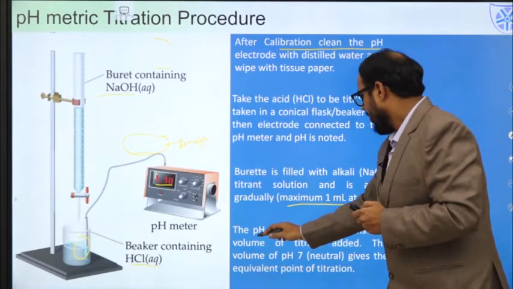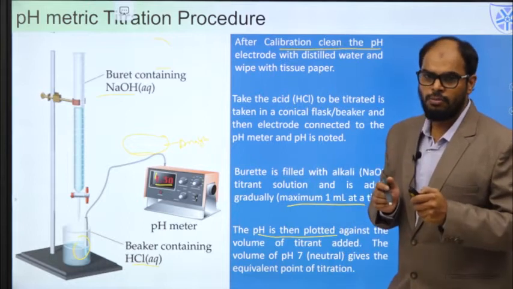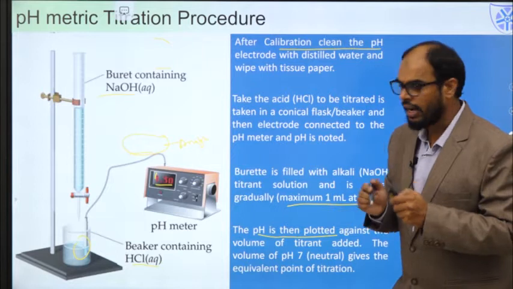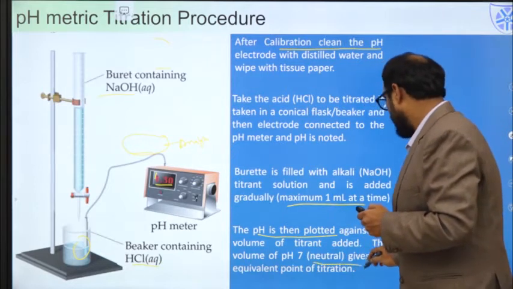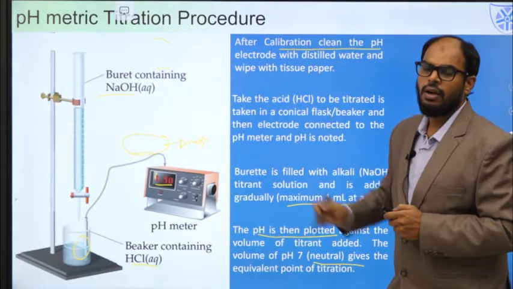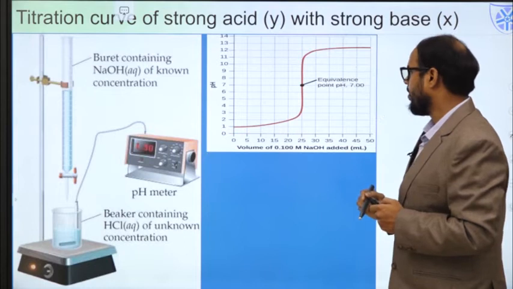Finally, a graph is plotted with the volume of the titrant added, that is the sodium hydroxide, on the x-axis, and the pH of the resultant analyte solution on the y-axis. The graph is of this character.